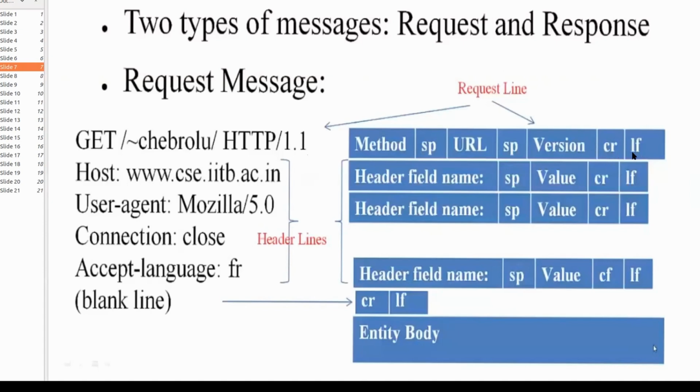So CRLF is nothing but carriage return and new line feed. That is the next line. In the next line, it will give a bunch of header fields with their values. These are some examples of the header fields.